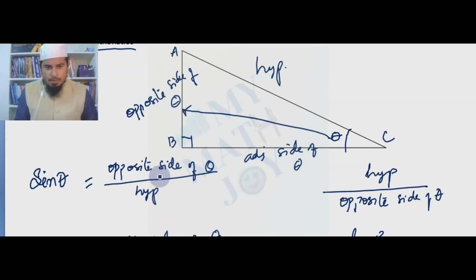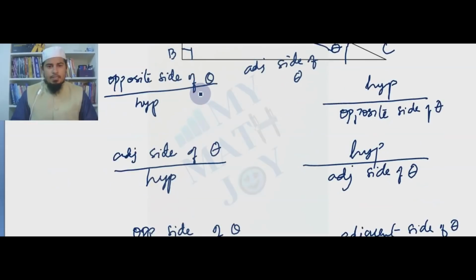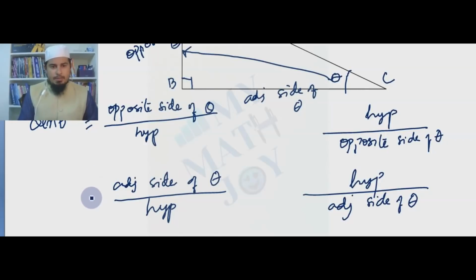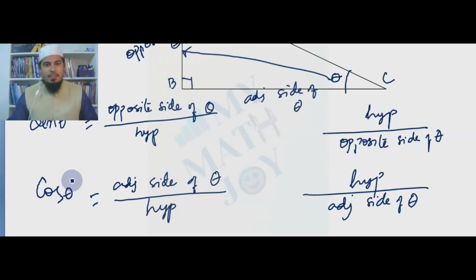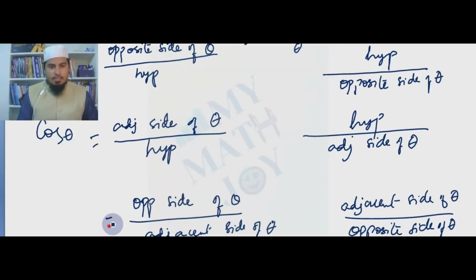This ratio, opposite by hypotenuse, is given the name sine, and with respect to theta we are deciding opposite and hypotenuse. Whether it is theta here or theta there, according to the theta we have to decide opposite and adjacent. The other ratio, adjacent side of theta by hypotenuse, is called cos theta. Wow, it's great. And opposite side of theta by adjacent side of theta is named tan theta. Is it great?